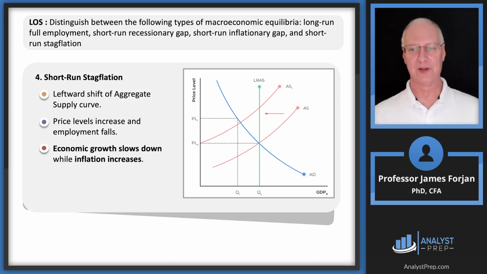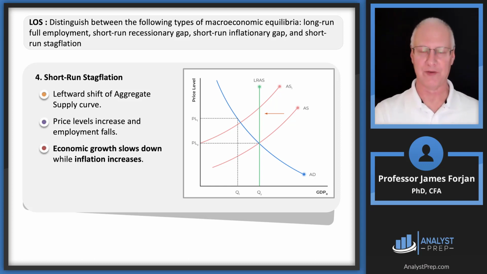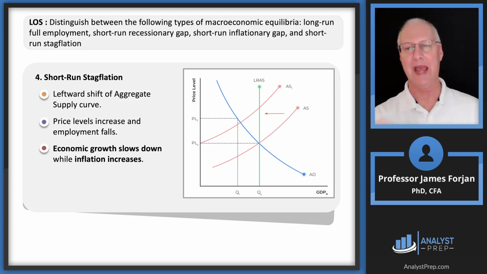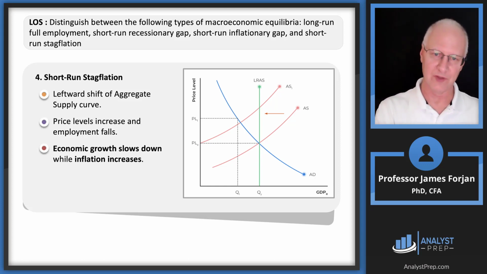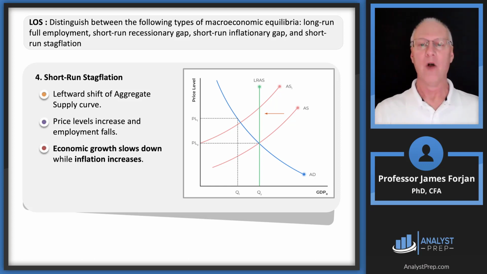Short-run stagflation, on the other hand, we have a leftward shift of the aggregate supply curve. There's the arrow there from one of those reds to the other reds. Price levels increase. Of course, the price level increases. And employment falls. Economic growth slows while inflation increases. So remember, this stagflation is always a combination of either a stagnant economy, but the reading pretty much emphasizes that this is a contracting economy while prices are rising.